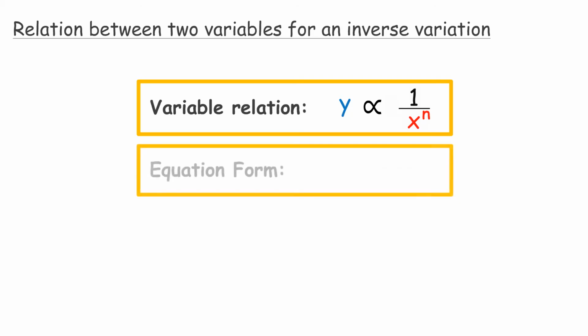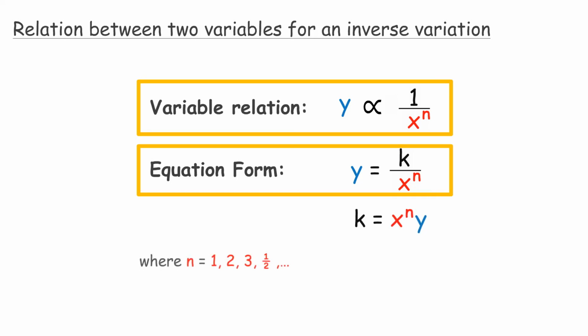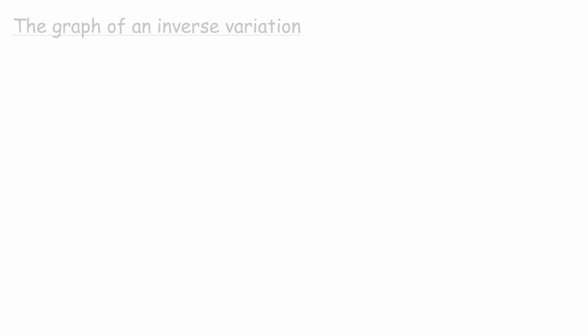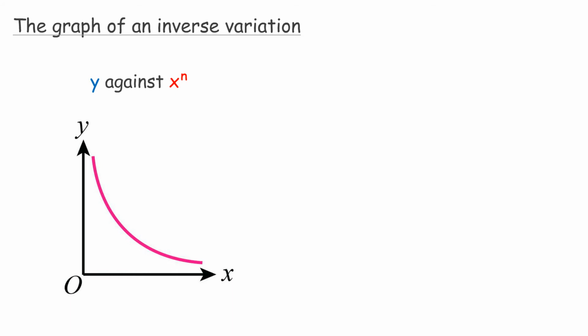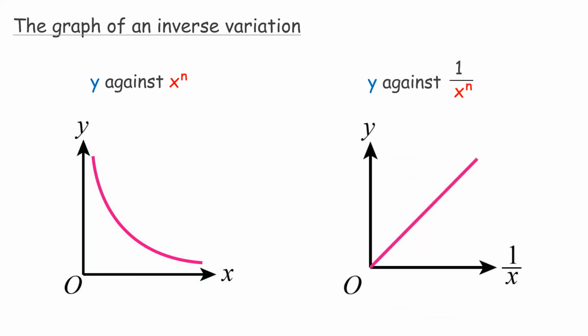In equation form, y equals k over x to the power of n. k equals x to the power of n times y, where n equals 1, 2, 3, half and so on, and k is the constant of proportionality. The graph of an inverse variation. The graph of y against x to the power of n is a hyperbola, where x is not equal to 0. The graph of y against 1 over x to the power of n is a straight line that starts from the origin.